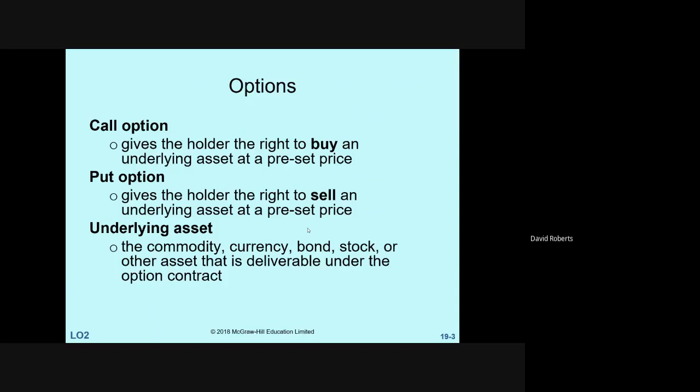A put is the right to sell the asset. So it's the opposite of a call. And the underlying asset can be anything. It can be commodities such as beans, corn, currency, bonds, stocks. So it's quite flexible as to what an option is.